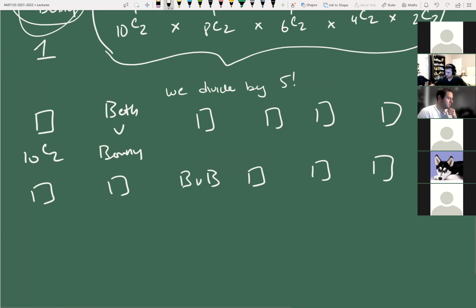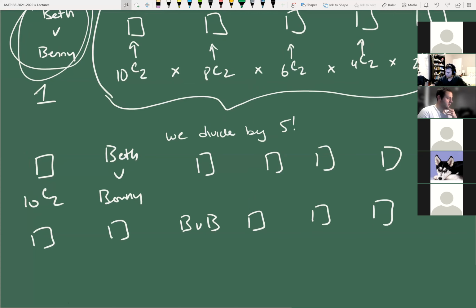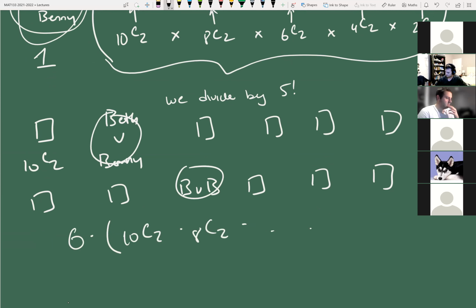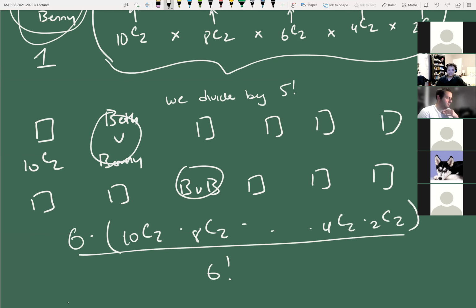But everyone, do you see, if you consider all the ways that Beth and Benny can play at a different table, what this would give you is 6 times 10 choose 2 times 8 choose 2, because there's 6 ways that I can place Beth and Benny at a table. And then you would divide by 6 factorial, but that's exactly the same thing as just taking the original answer and dividing by 5 factorial.